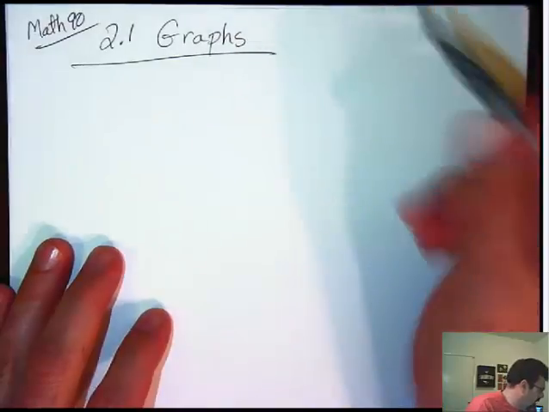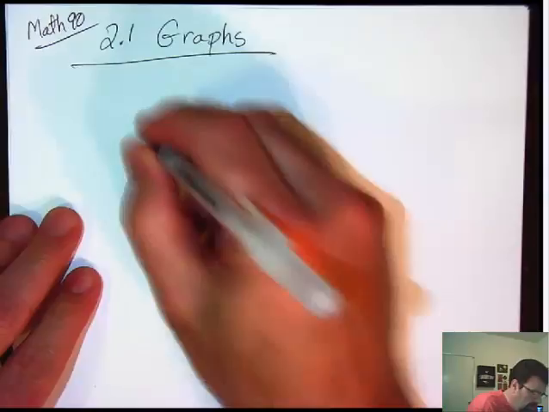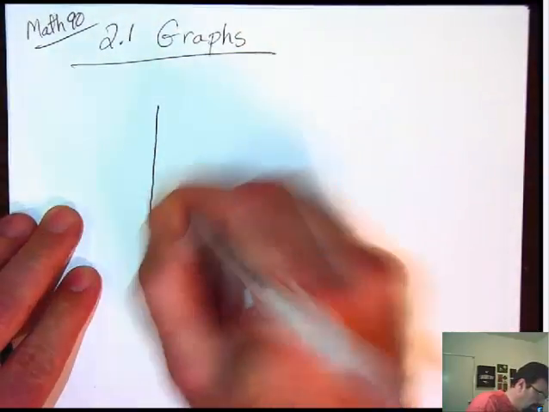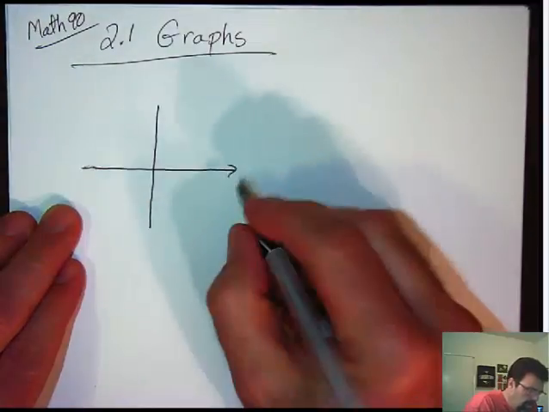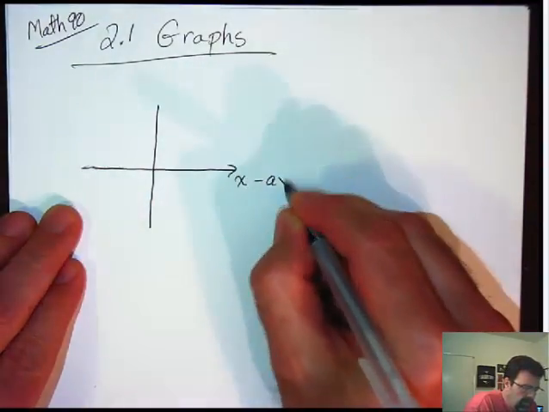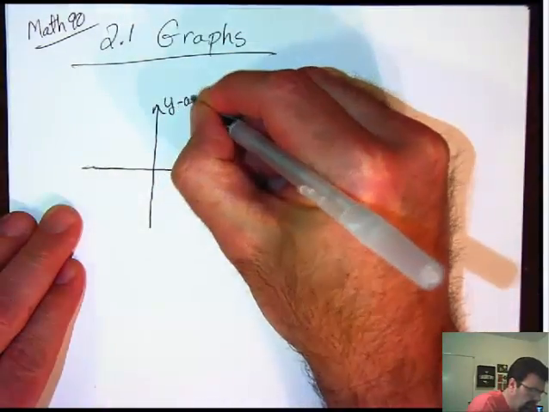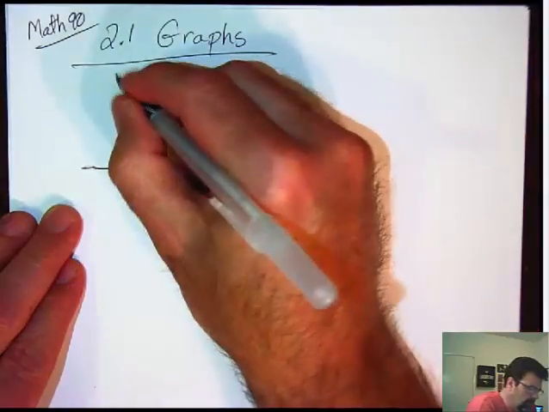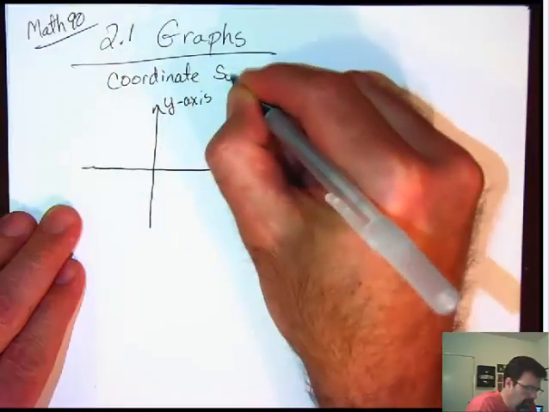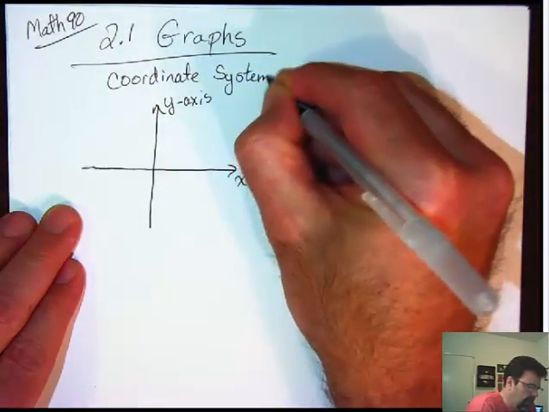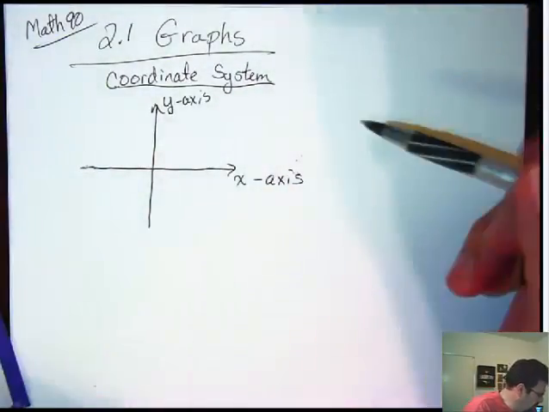The first thing is to talk about the coordinate system. So we know that we place a horizontal axis. We call that the x-axis. The vertical axis is the y-axis. This is also called the Cartesian plane, xy axis.